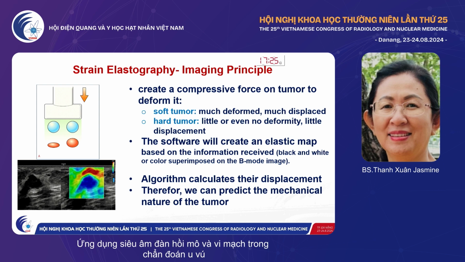First, in terms of its imaging principle, we create a compressive force on the tumor to deform it. Soft tumors tend to be much deformed and much displaced. In contrast, hard tumors may have little or even no deformity and displacement. Then the software will create an elastic map based on the information received, and the algorithm also calculates the displacement. Therefore, we can predict the mechanical nature of the tumor.